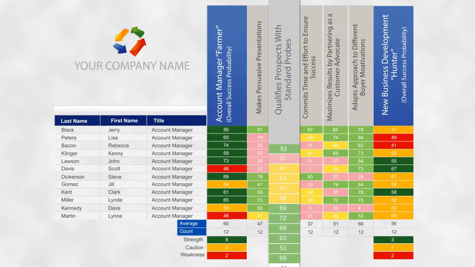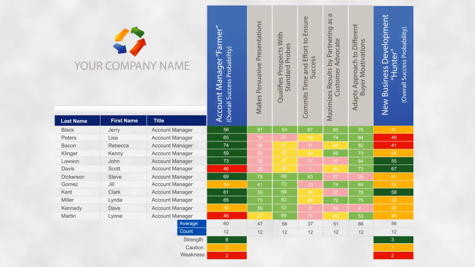You also see that the Qualifies Prospects competency score is above 50. Focused coaching and development efforts will be effective because it's a natural strength.